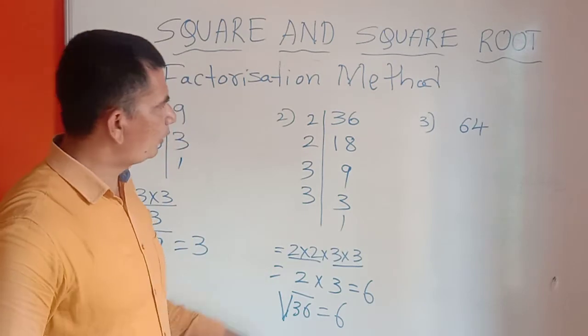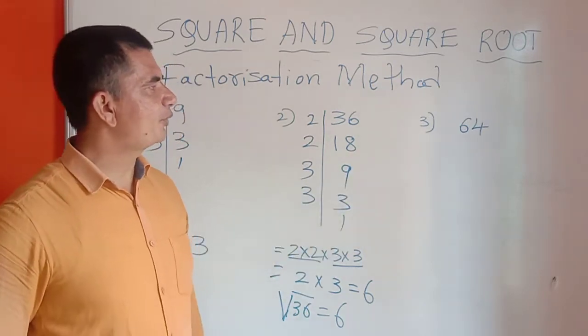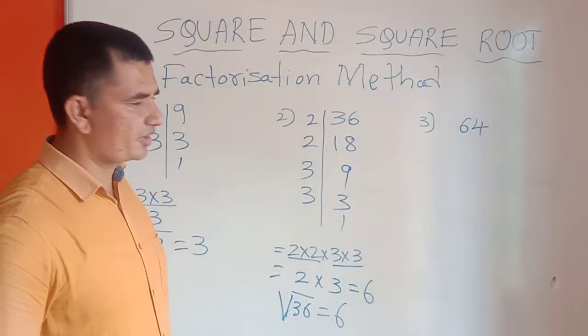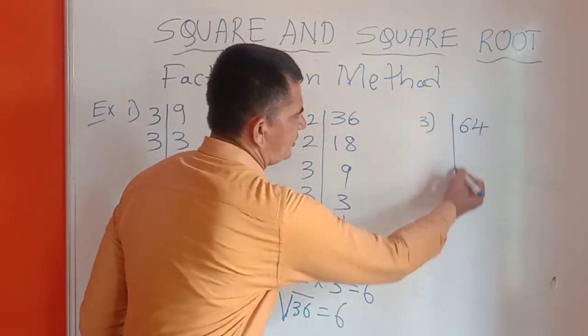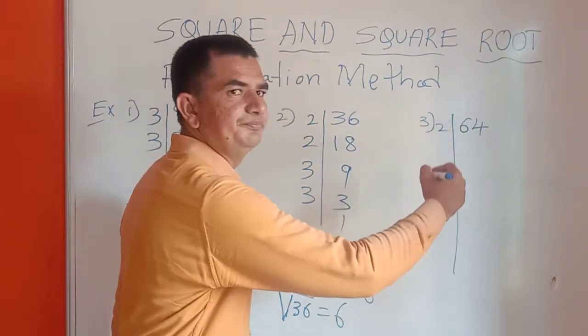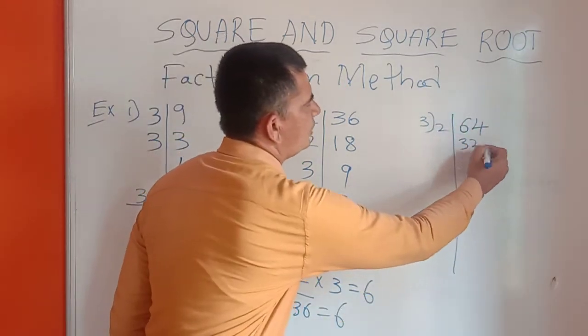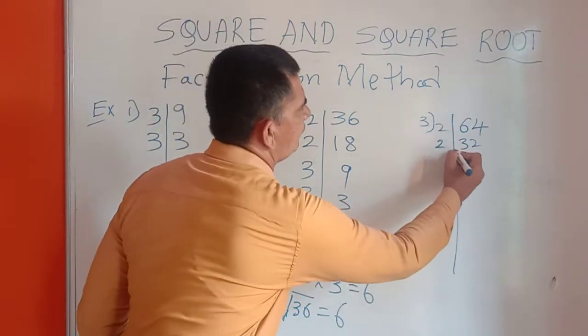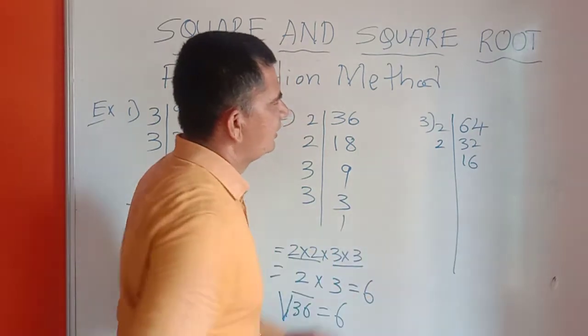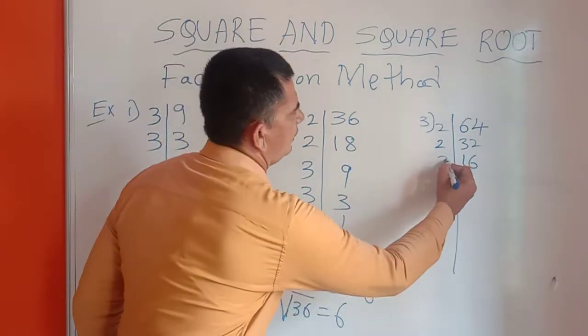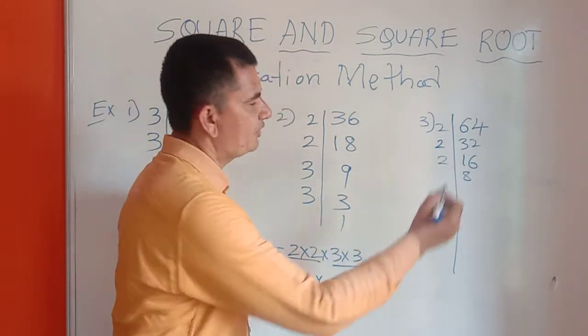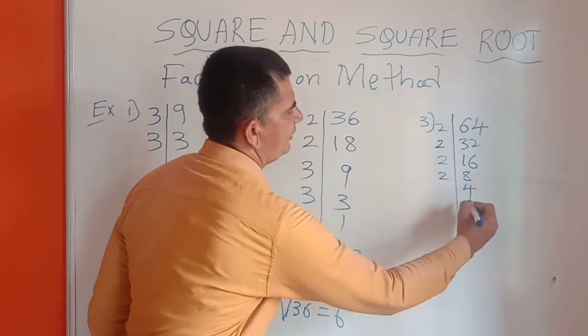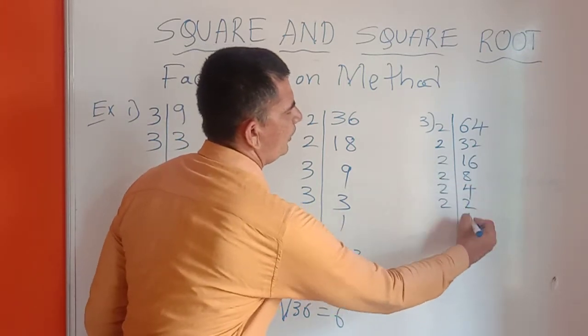Okay, friends, now let's see this one. 64 is there. So how can we start? We can start with 2. 2 32s are 64. Next, 2 16s are 32, and 2 8s are 16. 2 4s are 8. 2 2s are 4, 2 1s are 2.